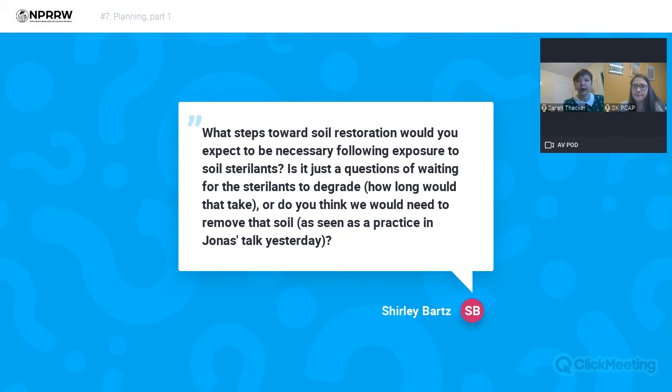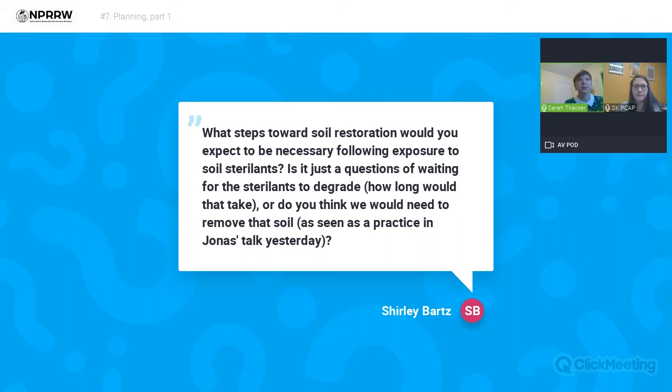Right. So I think it's harder to wait for them to degrade just because they are so persistent, and some of them are also quite mobile, and so you have the potential for leaching to groundwater and causing other issues. So soil removal would be an option.